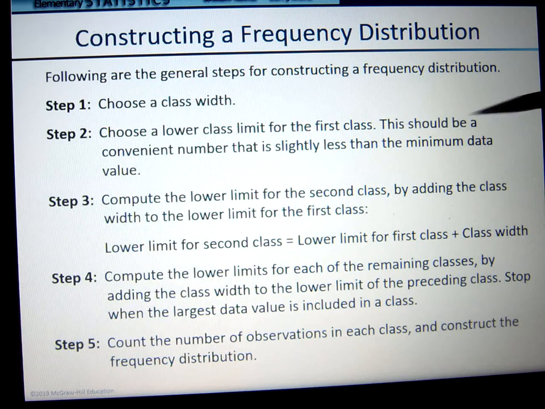It should be a convenient number that's slightly less than the minimum data value, or it might be the minimum data value. Then you're going to compute the lower limit for the second class by adding the class width. And you're going to continue this along the lines, computing the lower limits for each of the remaining classes by adding the preceding class, and then stop when the largest value is included in a class. Count the number of observations and then construct the frequency histogram.